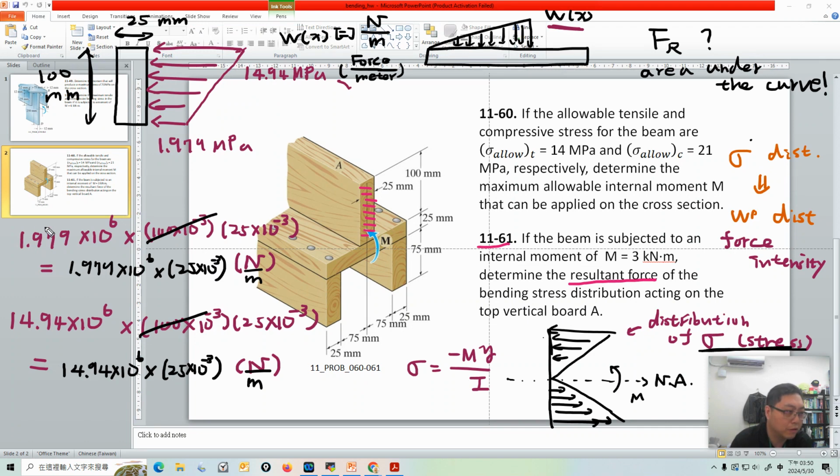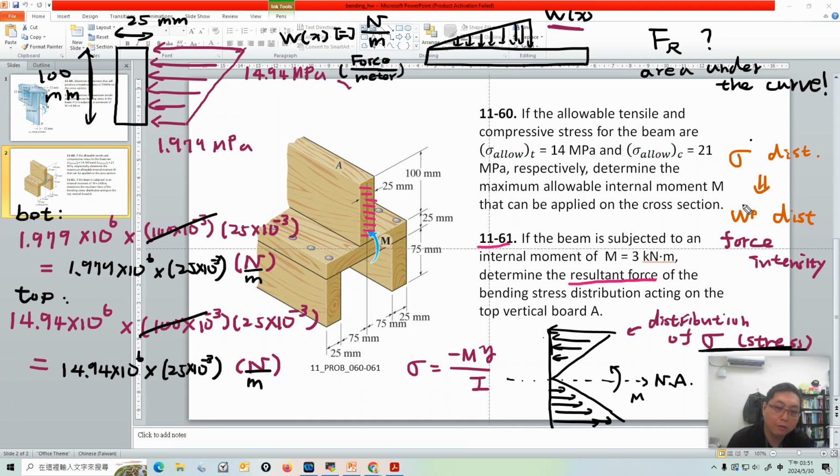This is the force intensity at the bottom and this is the top. With the force intensity, you calculate the area under the curve, and you will get the resultant force. Be careful. The key of this problem is that you have the bending stress distribution and you want to convert it to the force intensity distribution.